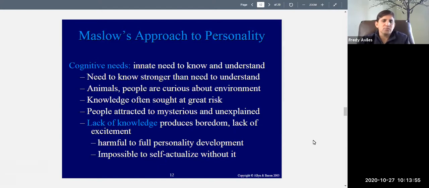When you travel, you might get stuck somewhere. You might be harmed, or when you go to college, you might fail, right? When you meet new people, they can hurt you, right? Knowledge is sought at great risk, but we want to know things. We want to meet new people, know different things, right? And people are attracted to the mysterious and unexplained, right?